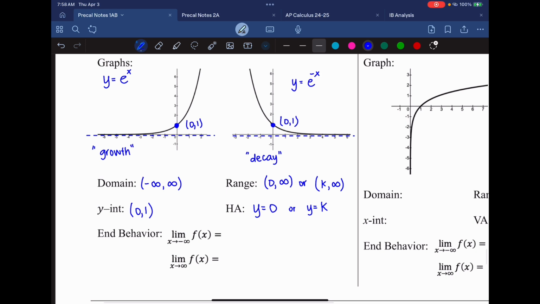And our end behavior, we'll look at the growth function. So we're looking specifically at this one. For the decay function, they would just switch. So on the left-hand side, our function is approaching that horizontal asymptote, so that's going to be 0. On the right-hand side, we are increasing without bound, so it is going to infinity.